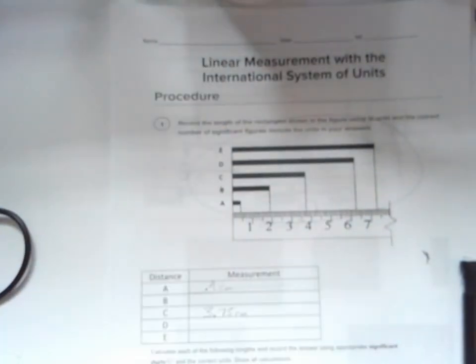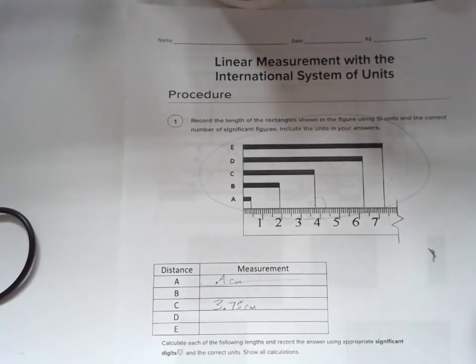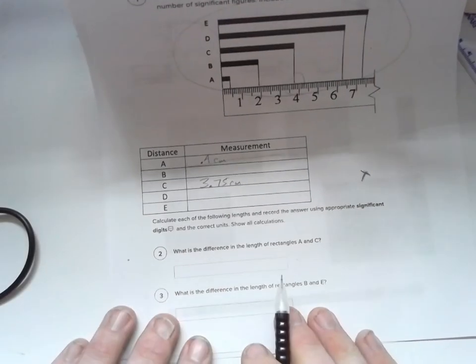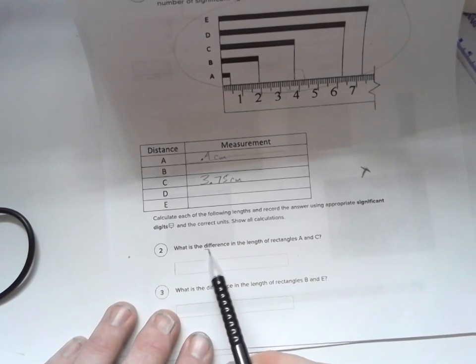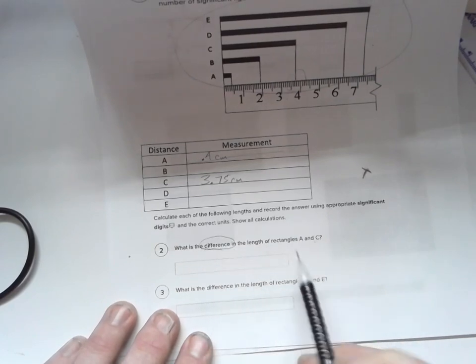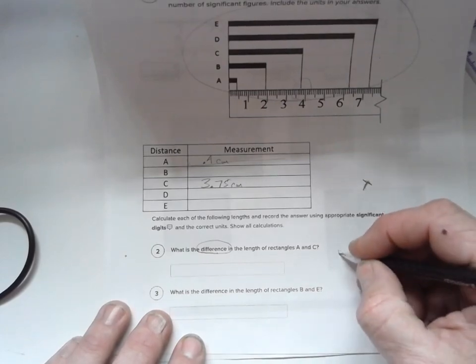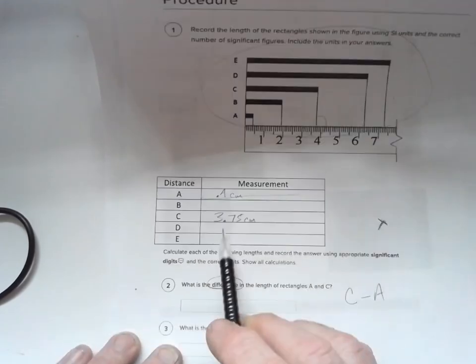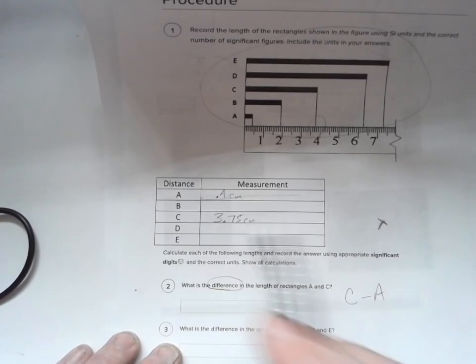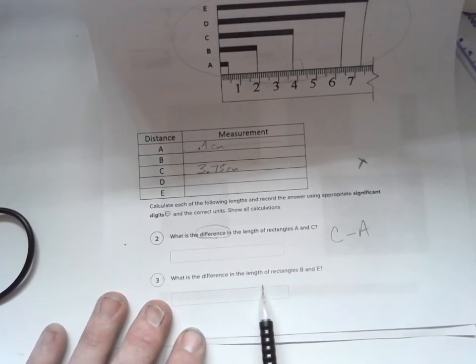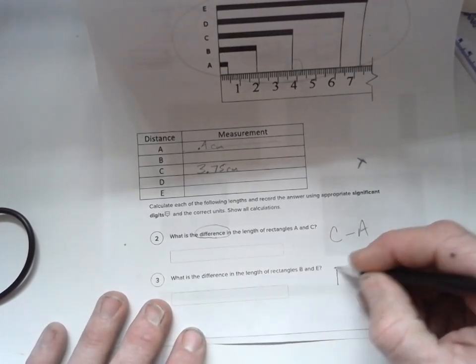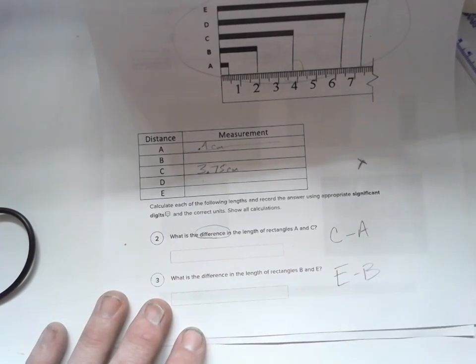Now, down here, it's relatively straightforward. Math people, when they say difference, they mean subtract. So when they say what is the difference in lengths between A and C, they want you to take C minus A. So we would take the number we had here minus that one. When they say what is the difference between B and E, you guessed it, E minus B.